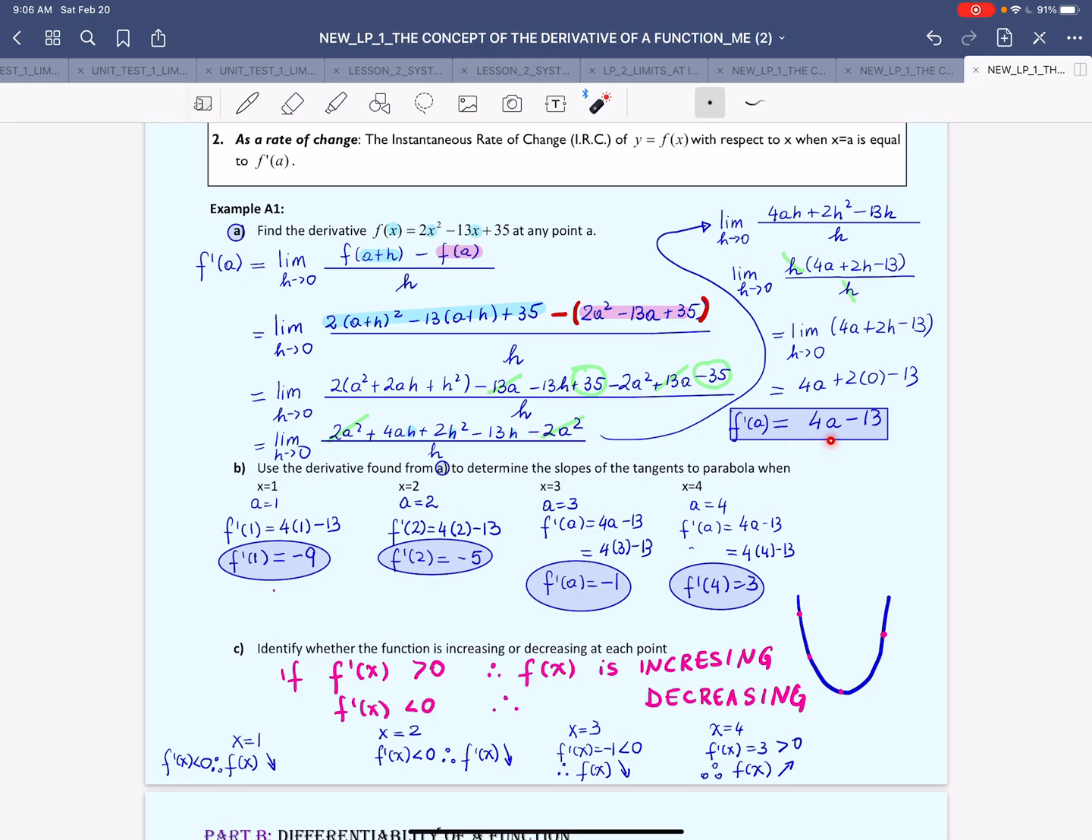when the derivative of a function is negative, then the function will be decreasing. When it's positive, the function is increasing. And I also noticed that the derivative of a function can be another function. Notice here, f of x is a quadratic. The derivative of it at any point can be a linear function, okay?